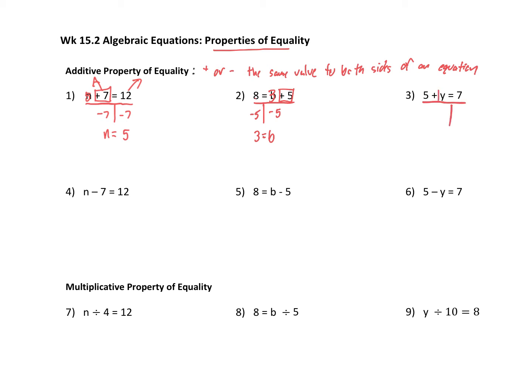Now we want to isolate the y. Well, we know we can add in either order. If this was subtracting, it'd be a little bit different. So let's subtract 5 from both sides of the equation. So y equals 2. Okay, why don't you pause the video for 1 minute and solve the next 3, number 4, 5, 6.